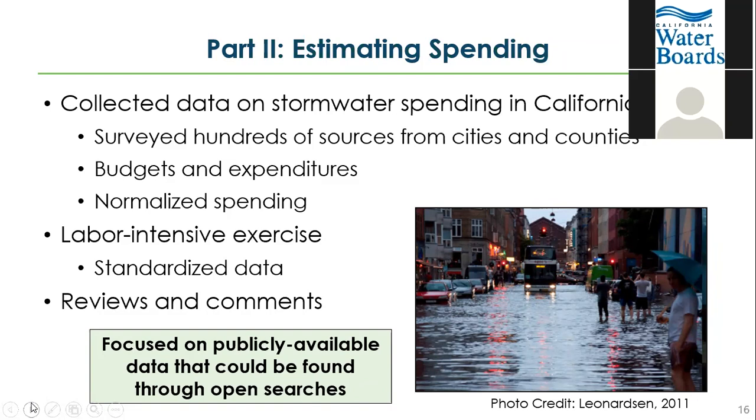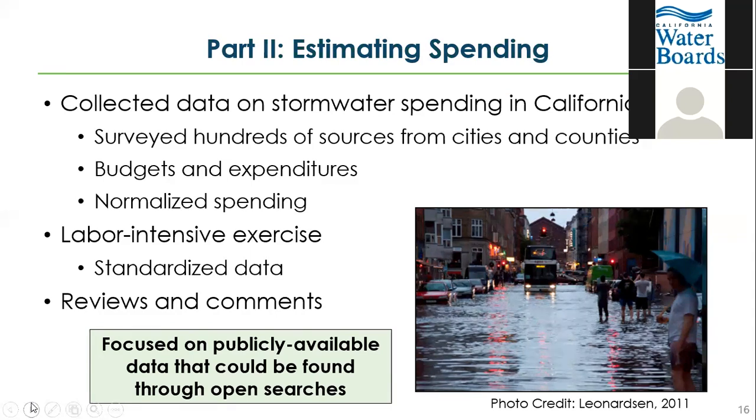And potentially, depending on the results, it could help to inform what line items are used by communities around. That was kind of our idea going into this. So we surveyed hundreds of sources from cities and counties, looked at budgets and expenditures, and we normalized all this spending to create a better, comparable snapshot. And it was a very labor-intensive exercise because standardizing the data that we found was quite difficult. I'll talk about why that is going forward.